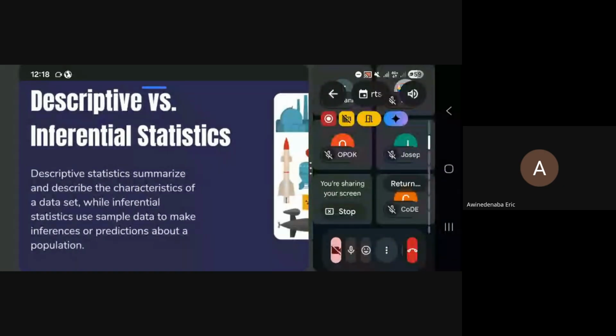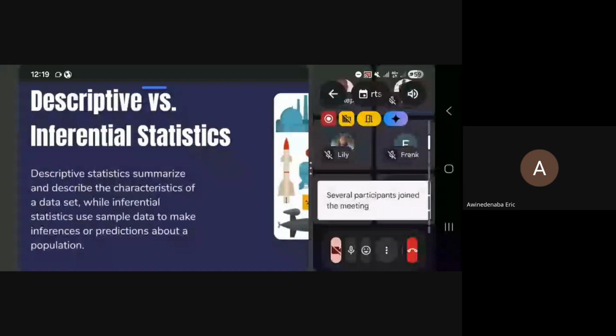But when we talk about inferential statistics, that one uses a sample to make conclusions or predictions or a decision about a larger population. So we can also use sampling techniques to collect data on that one. Thank you. Great. Excellent. Thank you very much.